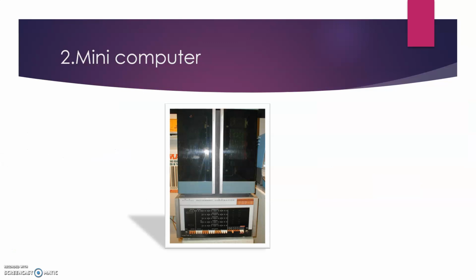Next, the second type of computer we have is minicomputers. These computers are bigger in size than microcomputers. They have a higher processing speed and are costlier than microcomputers. Several users can use it at the same time. They are used in banks, big organizations, and universities. An example of the minicomputer is PDP-8.